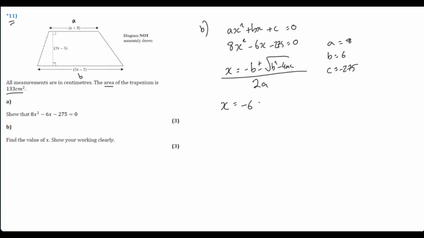So this would be minus minus 6 plus minus b squared, which is 36, minus 4 times ac. So 4 times 8 times negative 275, all over 2a. So a was, sorry, I could get rid of that again. So that's 2 times 8, which is 16. So I can get rid of the 2. So this could be 16.